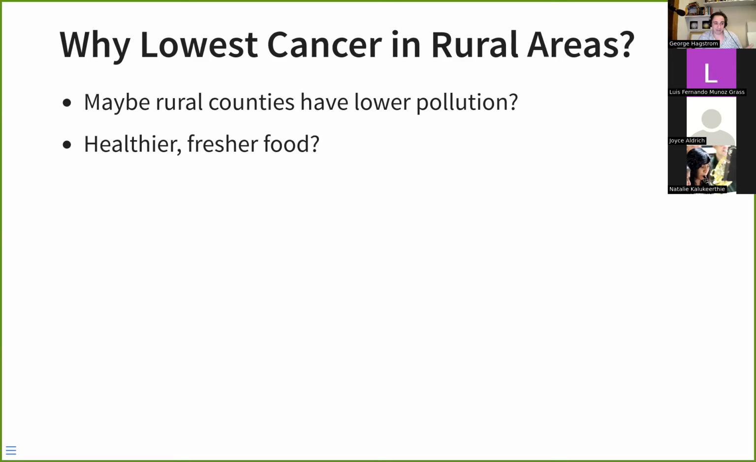Also, if you live in a rural county, you're super close to farms and super far from bodegas that sell chips. So maybe people who live in rural counties have access to healthier, fresher foods. That could be an explanation for why there's lower cancer rates. Or, everyone talks about how stressful it is to live in a city. Maybe people who live in rural counties have lower stress, a more active lifestyle than people who live in urban counties or suburban counties.